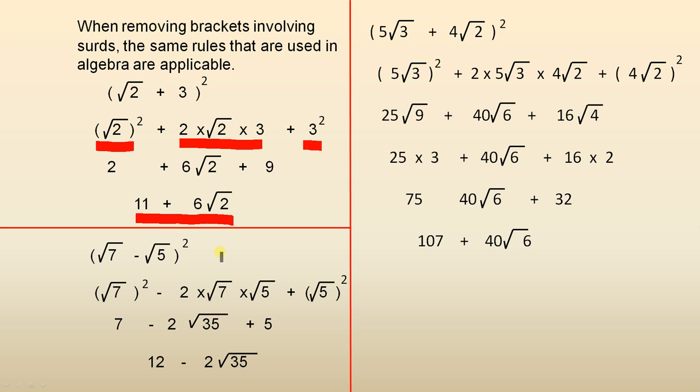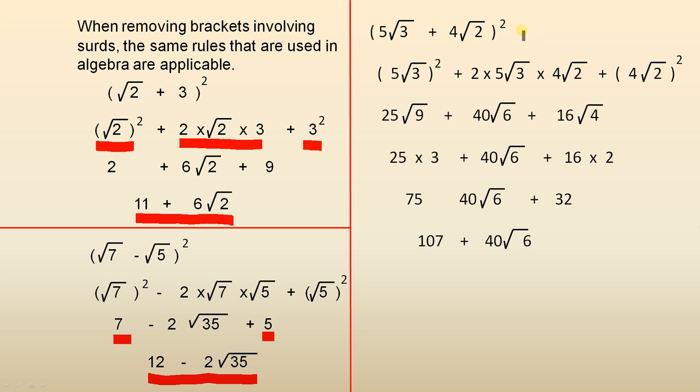Square root of 7 minus the square root of 5 all squared. First term squared, second term squared, minus twice their product. So the square root of 7 all squared is 7. The square root of 5 all squared is 5. 7 5s are 35, so it's 2 root 35. So that's 12 minus 2 root 35.